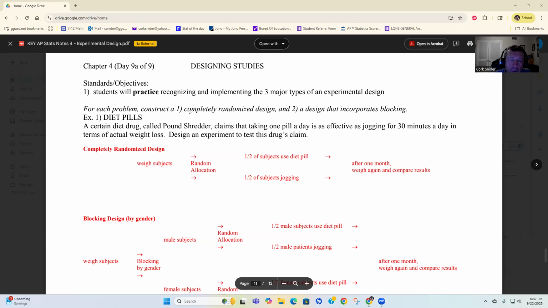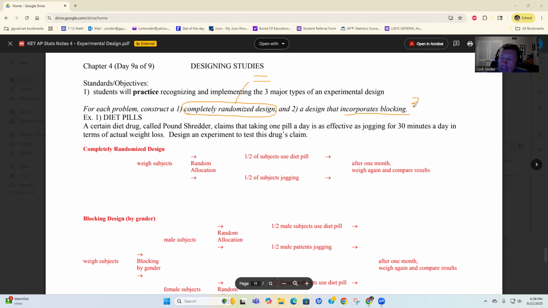I'm underlining this. There's a completely randomized design, and you use a completely randomized design, where I'm putting an equal sign, when all of the subjects are basically the same. It's kind of rare. Blocking. You use blocking when you have to make more than one group that's equal. More than one group.